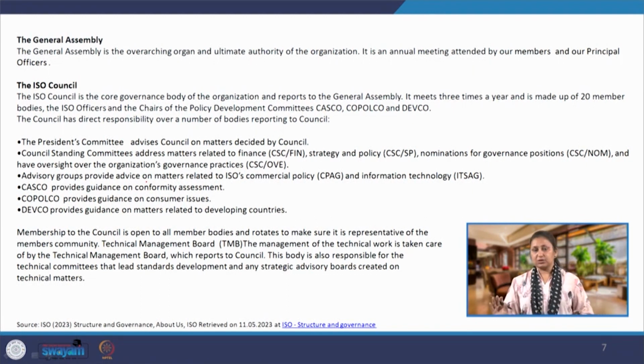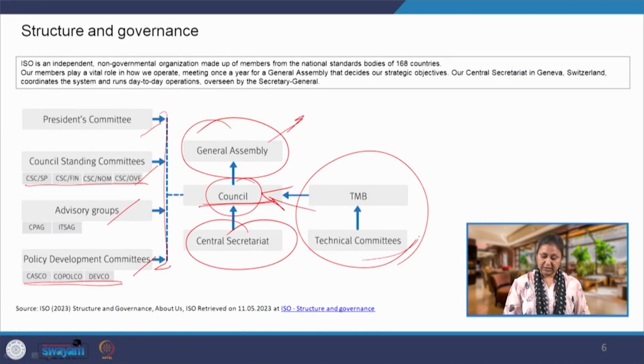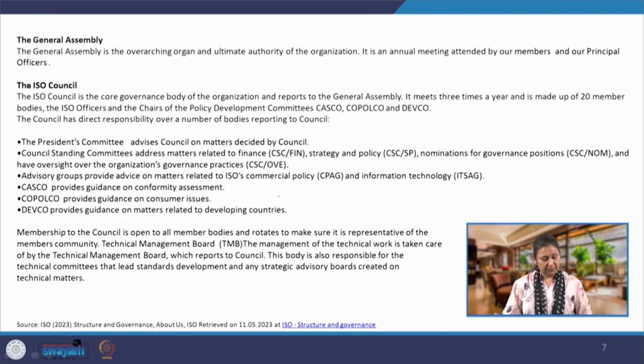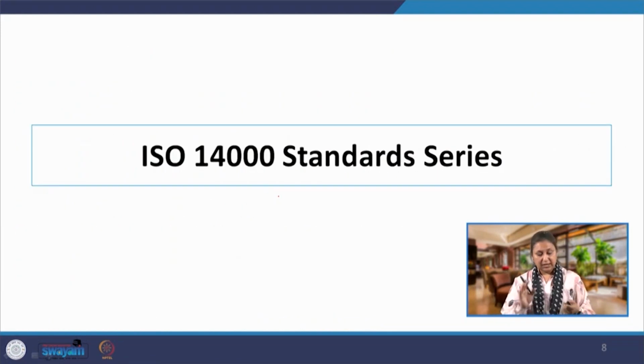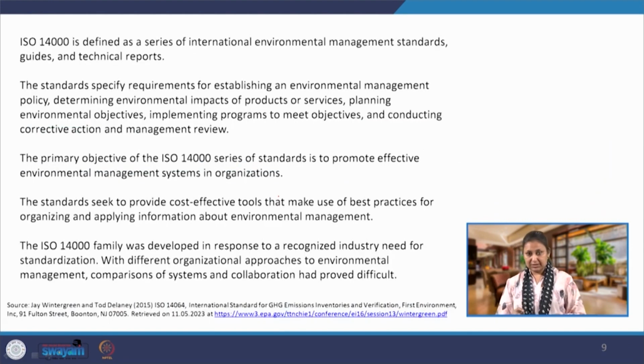The membership of the council is open. Whoever wants to be a member can be a member. They can become a representative of a member community. And then there is also a technical management board, which is reporting to the council, which is what we have seen here. So, the technical committees support the technical board, and then that supports the council. So, this is the overall structure of ISO as an organization, and together they come up with different standards. Now, coming to the ISO 14000 standard series. So, the 14000 series defines a series of international environmental management standards.